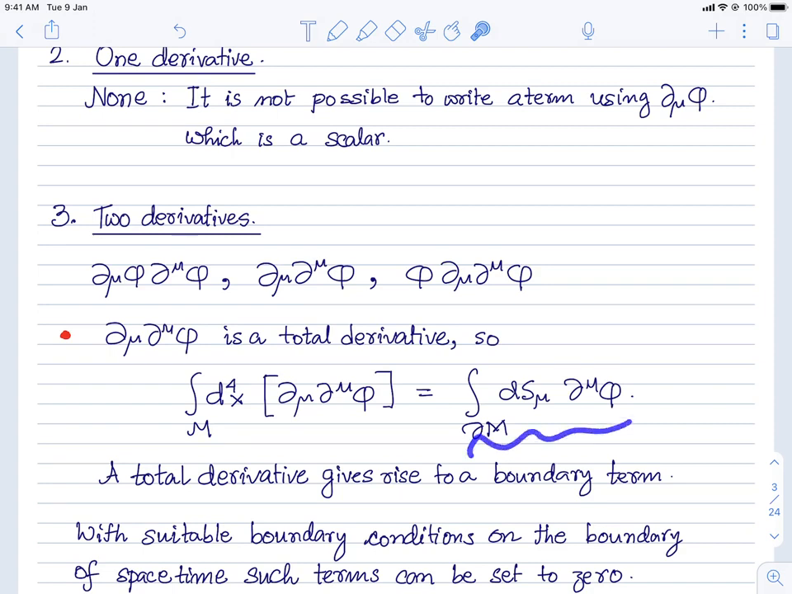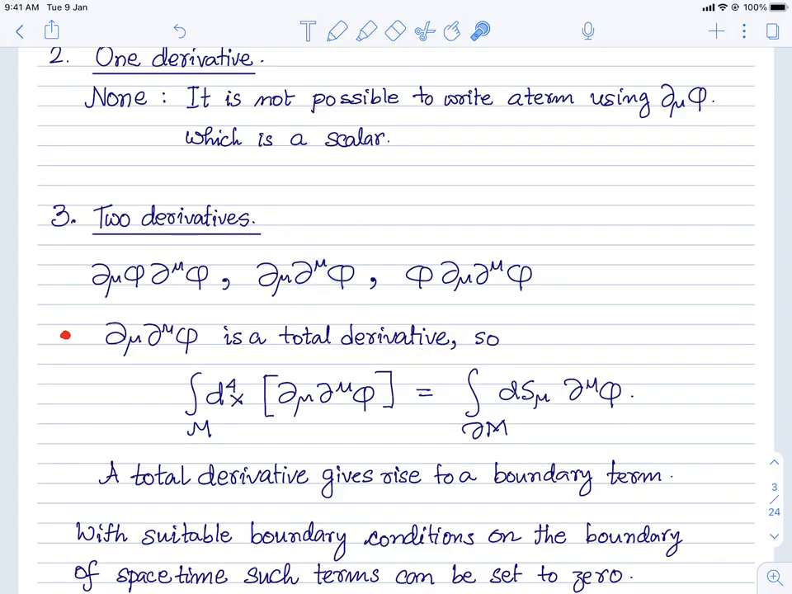While these kinds of terms can be very interesting, in this initial discussion of classical field theory, we are going to ignore such terms. We'll say that there is no boundary dynamics and the boundary conditions of space-time are trivial. So these kinds of terms are not going to exist in our discussion. We will not incorporate boundary terms, and therefore we will not look at terms like this, which are total derivatives.